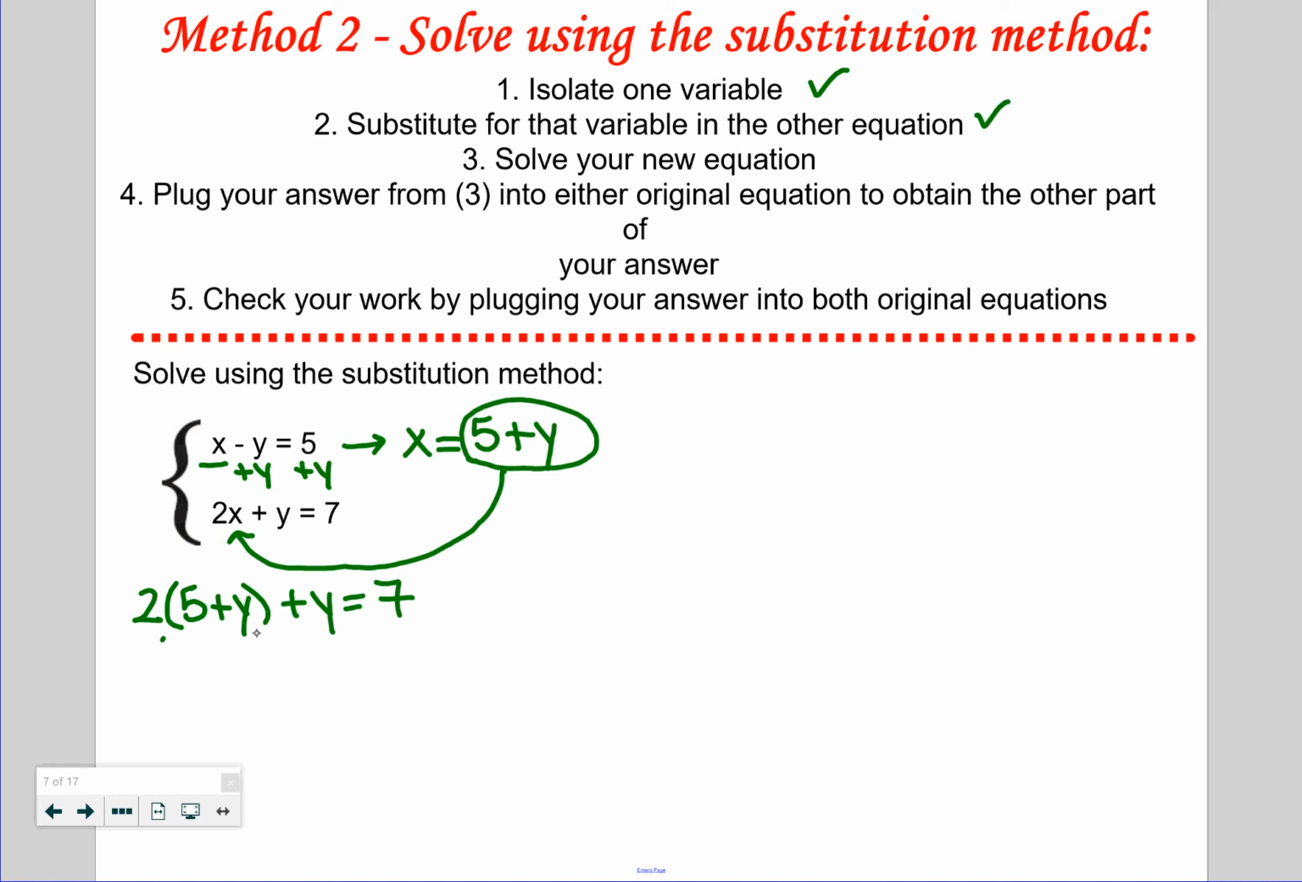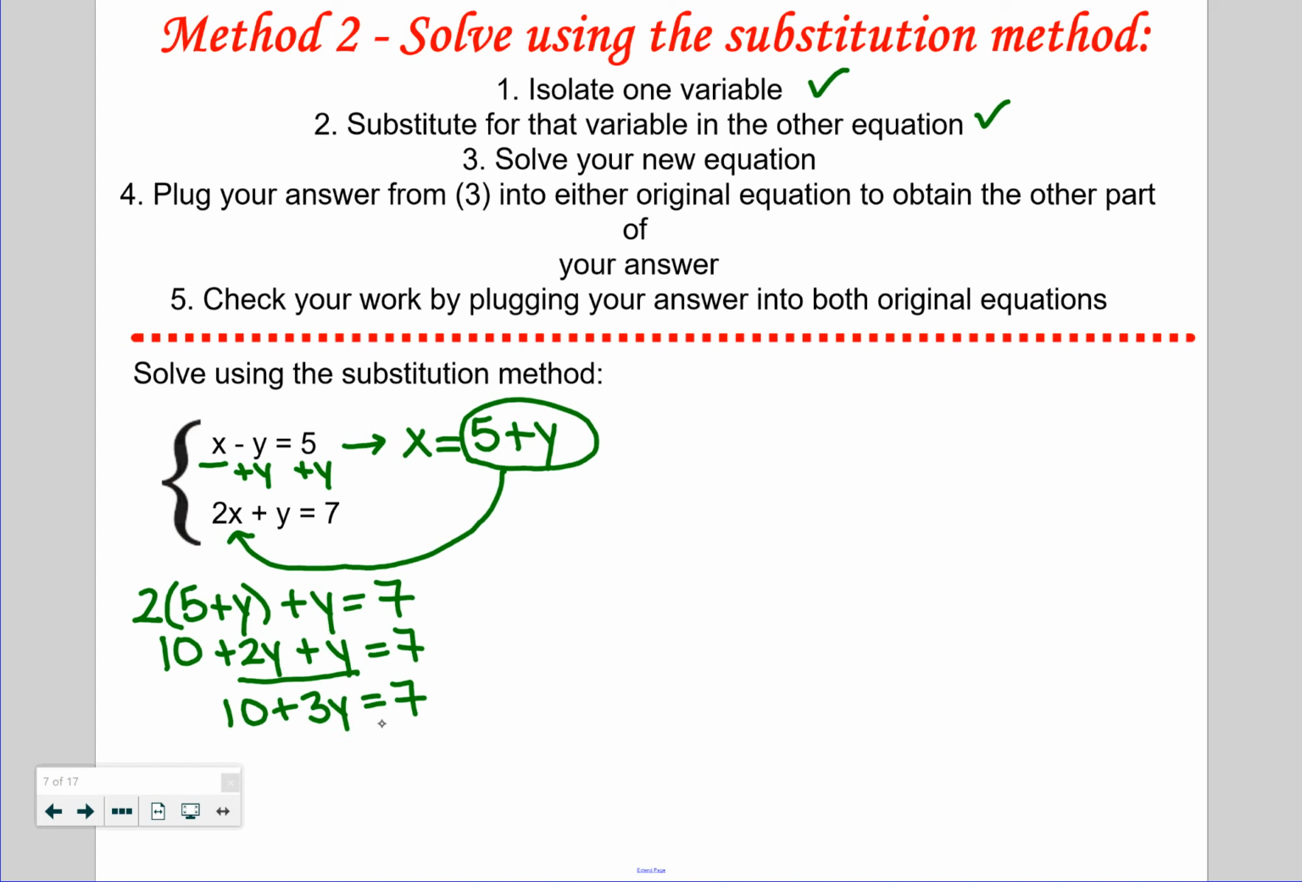Step 3 now, you should have one equation with all of the same variables. So I have one equation with all y's, which means I can solve this equation. So again, I'm going to distribute the 2 in. 10 plus 2y plus y equals 7. Then running through our steps to solving, the next thing I can do is add my y's together, add my like terms. So I have 10 plus 3y equals 7.